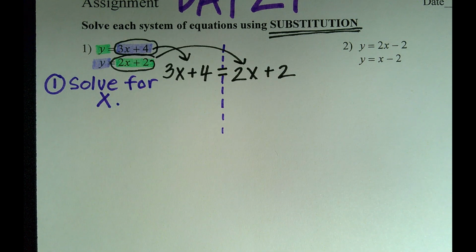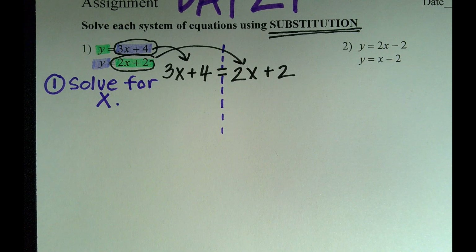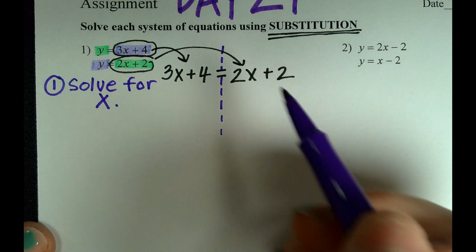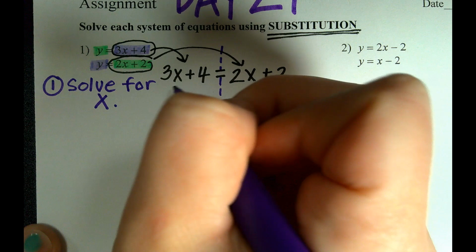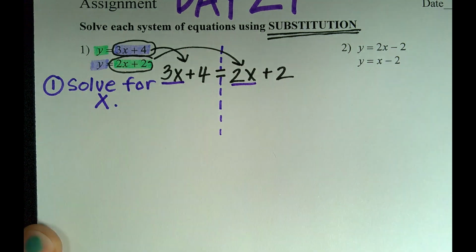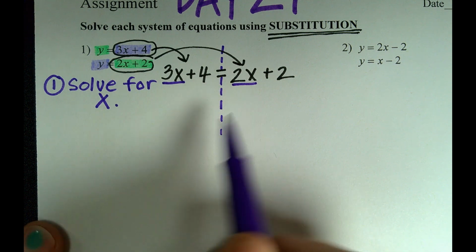So how can I rearrange this equation to get all my x's on the same side? What could I do? We want to combine our like terms, meaning our terms that both have the same variables. So I've got a 3x and a 2x. How do I get these on the same side?